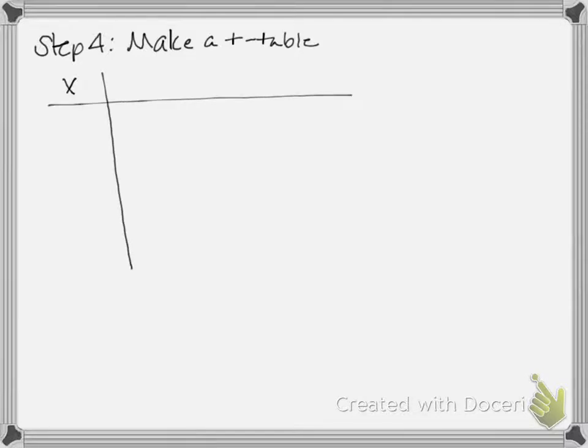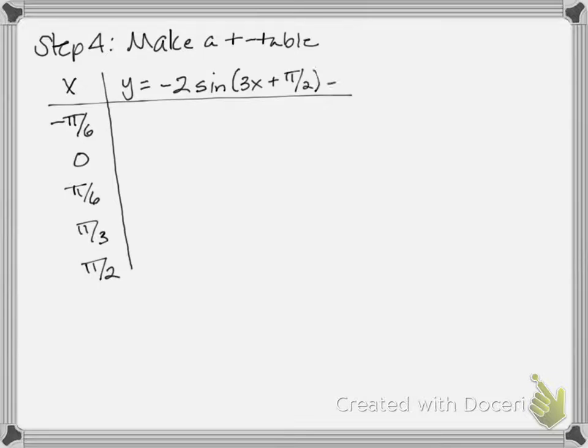So step 4, I'm going to make a t-table. My x values are going to be what was on my number line: negative pi over 6, 0, pi over 6, pi over 3, and pi over 2. My y values come from substituting those x values in. You could actually do this on the calculator, maybe a little bit faster. So when I substitute negative pi over 6, I'm going to have negative 2 times sine of 3 times negative pi over 6 plus pi over 2, minus 5. And if I just put it in a calculator just like I have it here, I'm going to get negative 5.